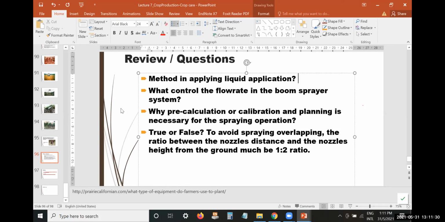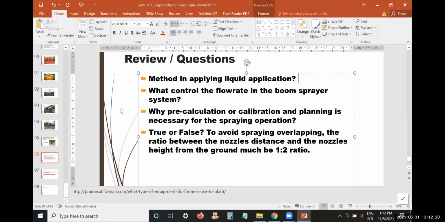and also the concentration of the liquid. Yeah, and next is why pre-calculation or calibration and planning is necessary for spraying operation. Okay, first is because of the cost of the operation, because you would anticipate it will reflect on the fuel efficiency, kebersihan ladang, then the total amount of time to pay for the workers, to pay for the operation, and also the amount of chemical or water that you use would incur costs. Yeah, so those are the reasons why pre-calculation and calibration is important.